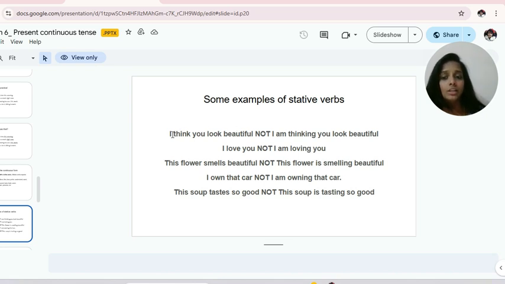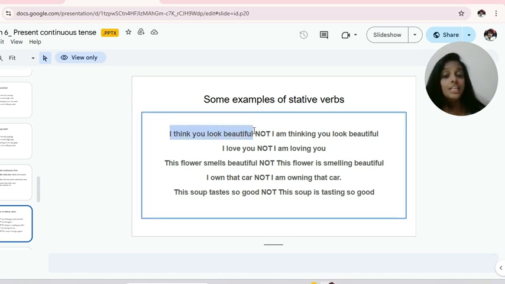I think you look beautiful. It's not like I'm thinking you look beautiful. We always say, I think you look beautiful. We don't say it as I'm thinking you look beautiful. I love you. It's not like I'm loving you. This flower smells beautiful. And we don't say it as like this flower is smelling beautiful.